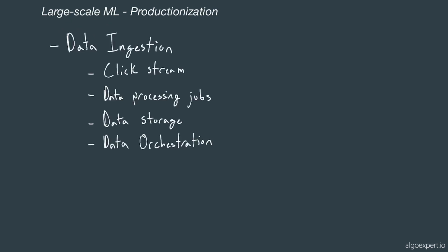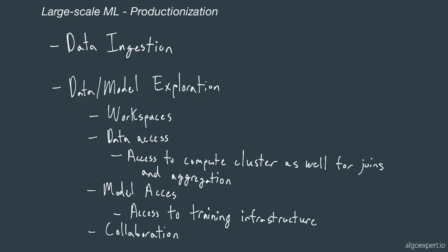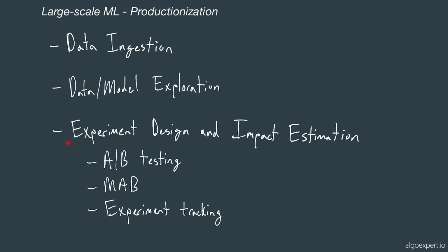So far, we've gone over data ingestion that involved the clickstream, the data processing jobs, data storage, and data orchestration. As well, we went over the data and model exploration. We talked about what workspaces we can use, how to control data access, model access, and how to encourage collaboration when developing models, features, and labels. Then we talked about experiment design and impact estimation and the various ways that we could do that.